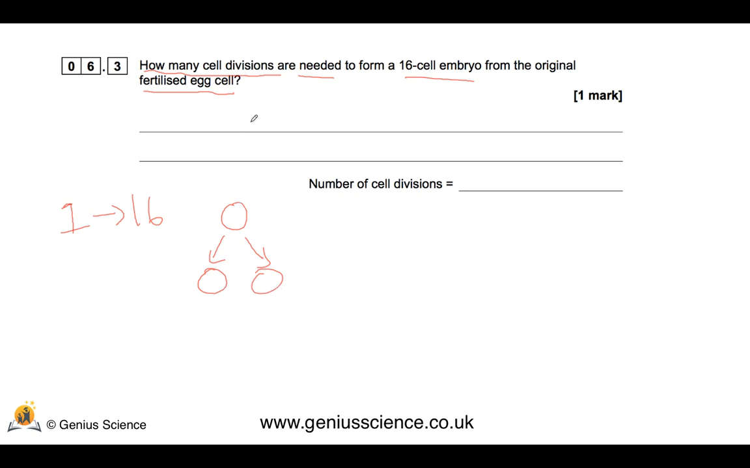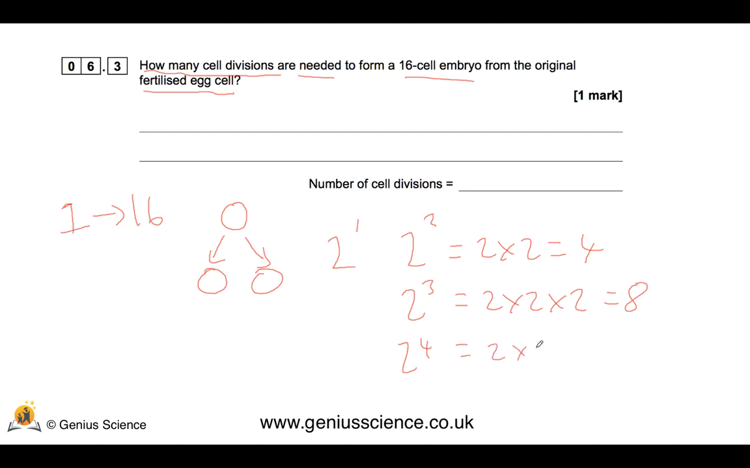Now mathematically, if we thought it was one division, it would be 2 to the power of 1. If we thought it was 2 divisions, it would be 2 to the power of 2, which we know is 2 times 2 equals 4. Okay, 2 to the power of 3 divisions, which is 2 times 2 times 2. 2 times 2 is 4 times 2 is 8. Or if it was 4 divisions, it would be 2 times 2 times 2 times 2, which is 2 times 2 is 4 times 2 is 8 times 2 is 16. So that's our number. So therefore, it's 4 cell divisions.